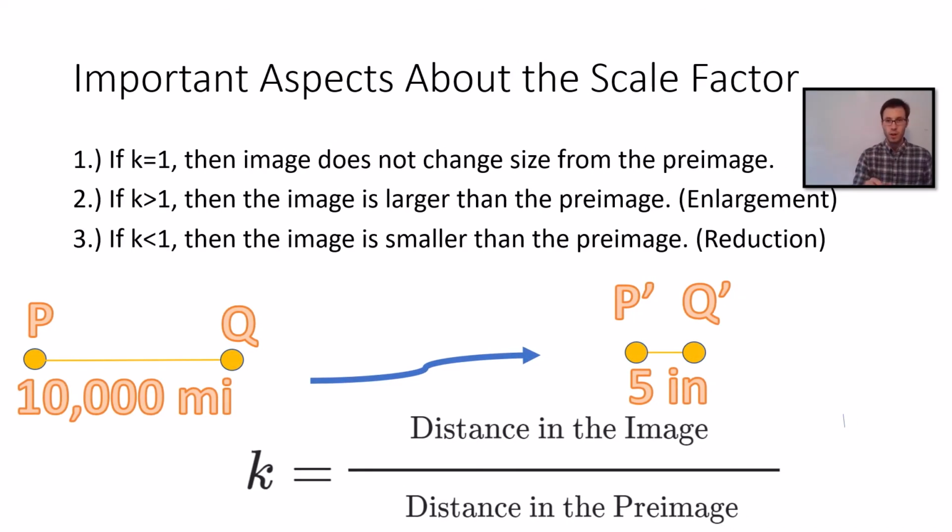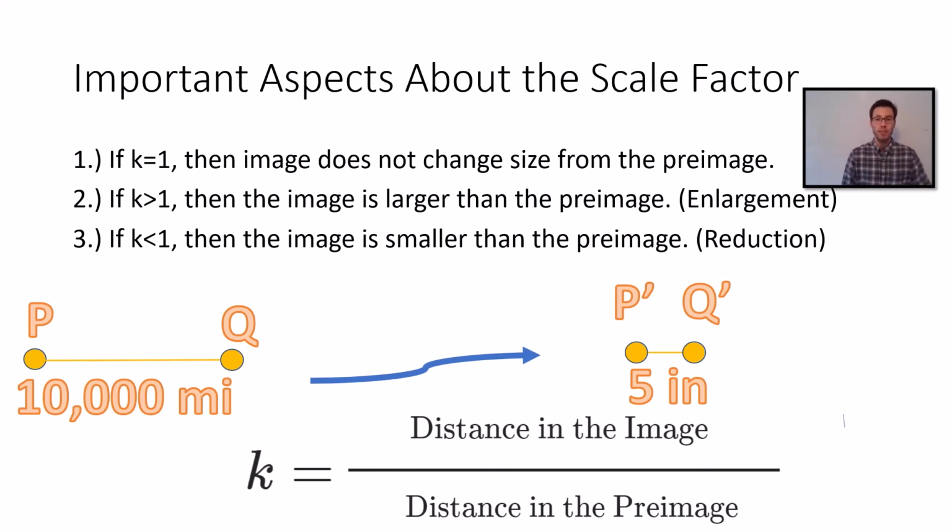The last one. If k is less than 1, then the image is said to be smaller than the preimage. And this is known as a reduction. So right here, the transformation from our preimage to our image would be known as a reduction. We see that the distance from P to Q is 10,000 miles, and the distance from P prime to Q prime is only 5 inches.